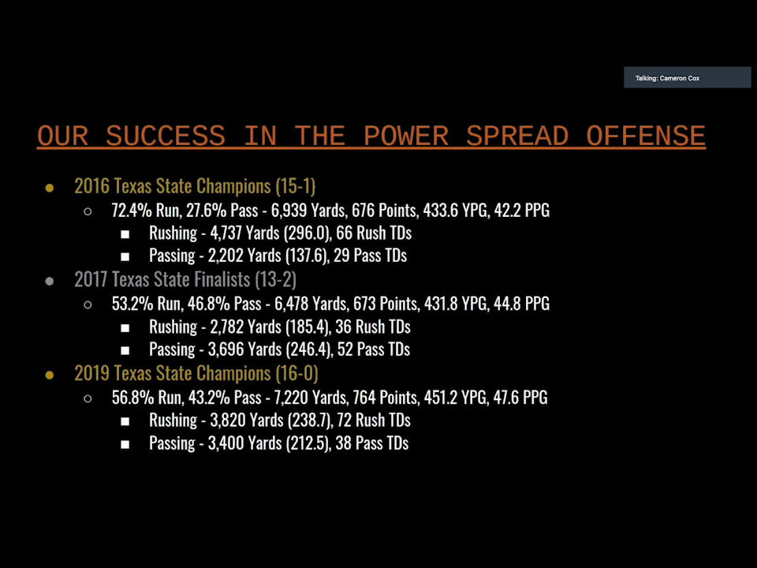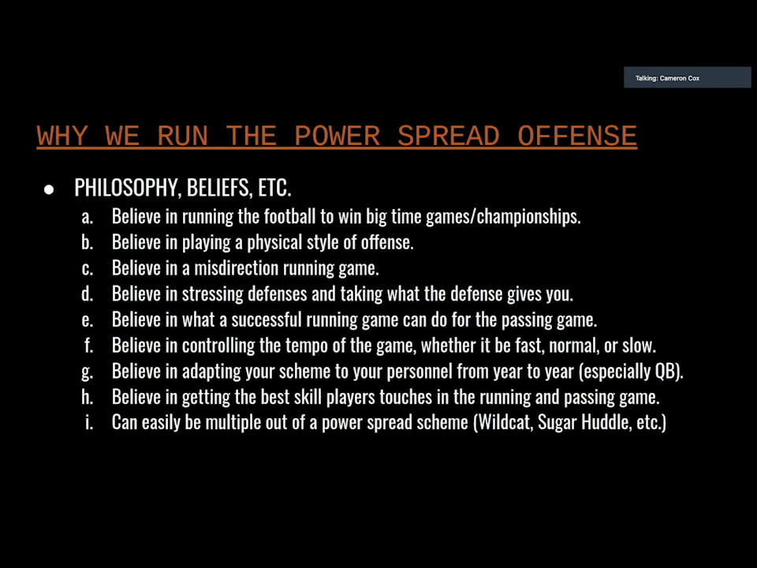First offense that I've ever been around that was over 3,000 yards both rushing and passing, averaged over 200 yards a game rushing and passing. And you can see our rushing touchdowns. That's the most that I've ever been a part of, 72 rushing touchdowns on the year. So that's a little bit about what we've done in the power spread offense and our success in a shotgun run-based offense. Move on to the next slide.